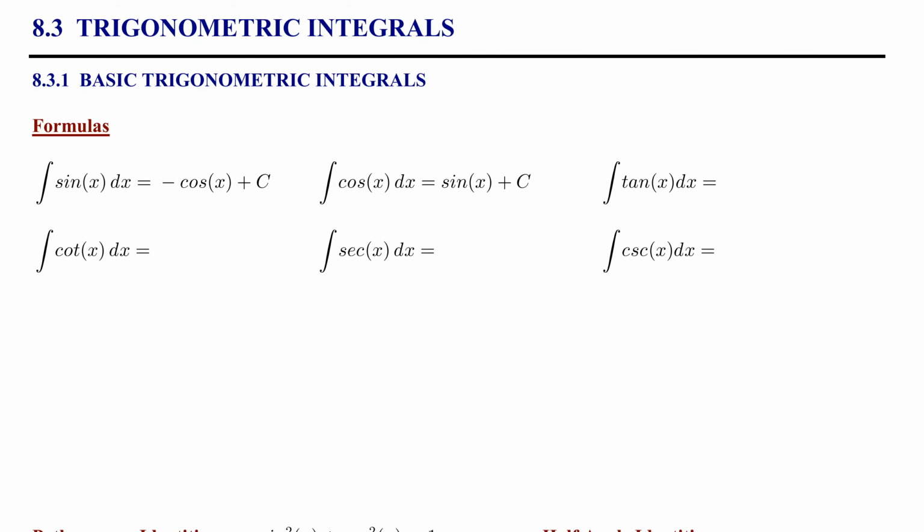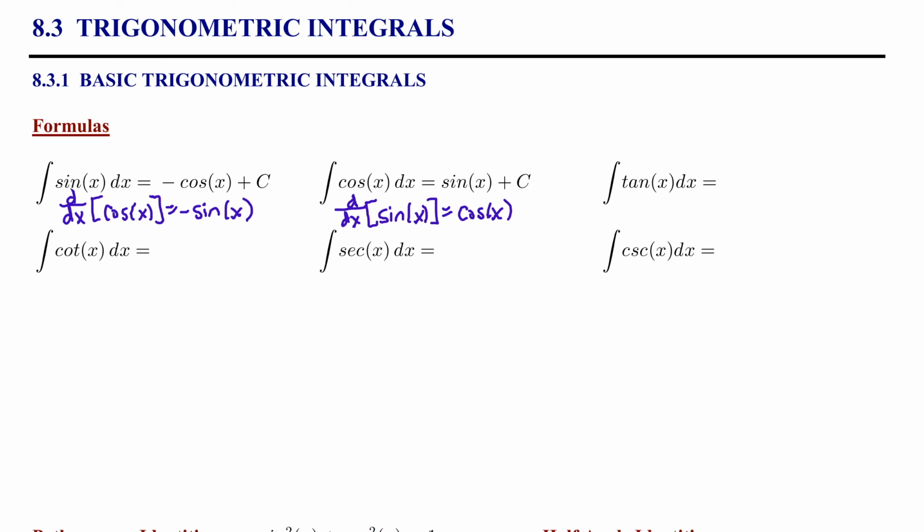From Calculus 1, you learned that the integral of sine of x dx is negative cosine of x plus c. And of course, that's related to the derivative formula. We know that the derivative with respect to x of cosine of x is equal to negative sine of x. So the integral is simply the reversal of the derivative formula. Similarly, you learned that the integral of cosine of x dx is sine of x plus c. Relate that to its corresponding derivative formula. The derivative with respect to x of sine of x is cosine of x.